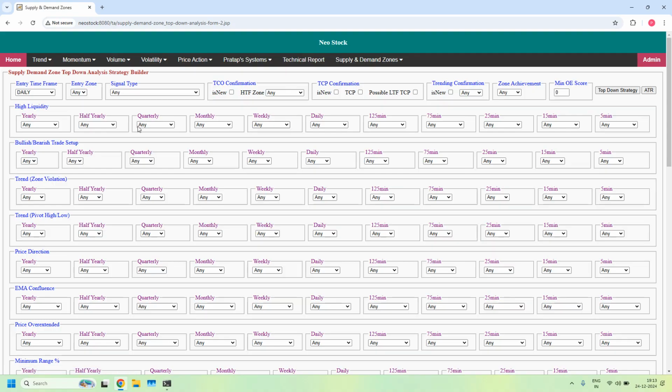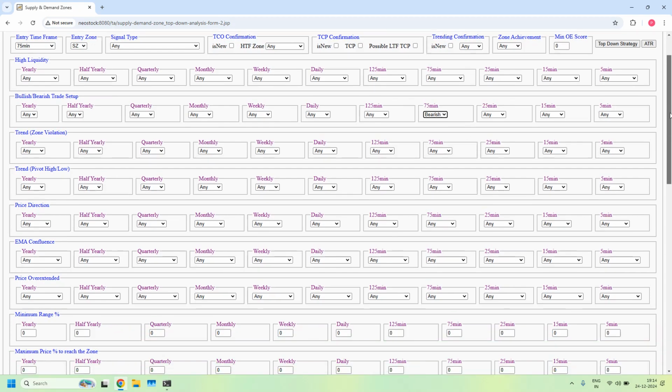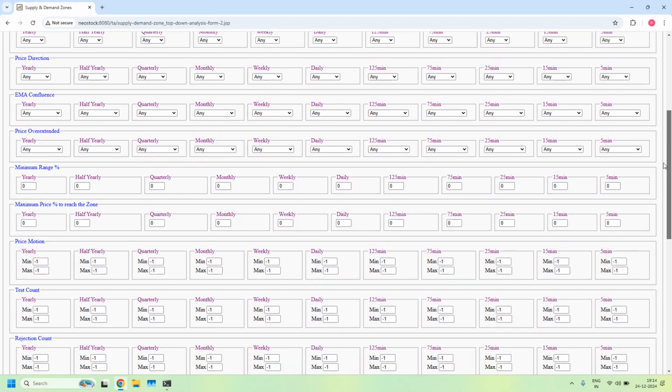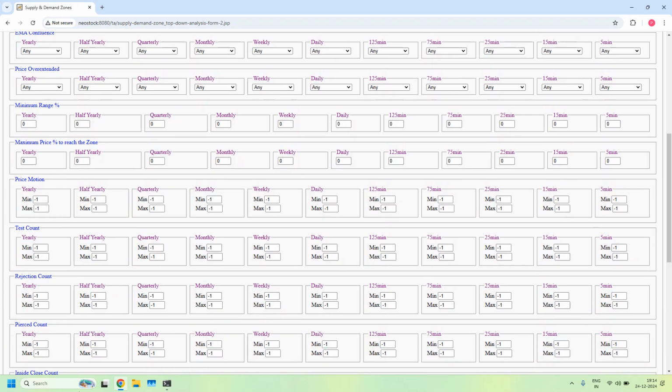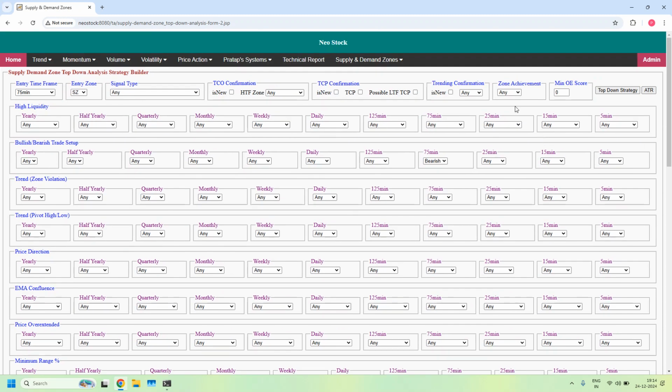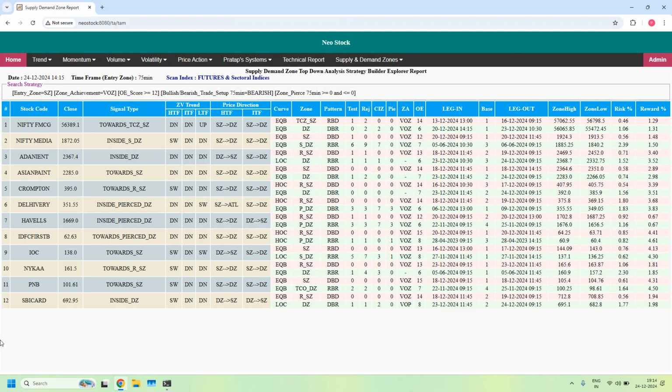Next, bearish trade setup for weekly income trade, entry time frame 75 minutes, entry zone supply zone. In bullish or bearish trade setup at 75 minutes time frame, I am selecting bearish. These 75 minute supply zones should not be pierced. So in the pierced count at 75 minutes time frame, I am setting minimum value 0, maximum value 0. Zone achievement violated opposing zone, minimum odd enhancer score 12. All 3 filters are applied to the 75 minute supply zone. So let's verify. We got 12 stocks.